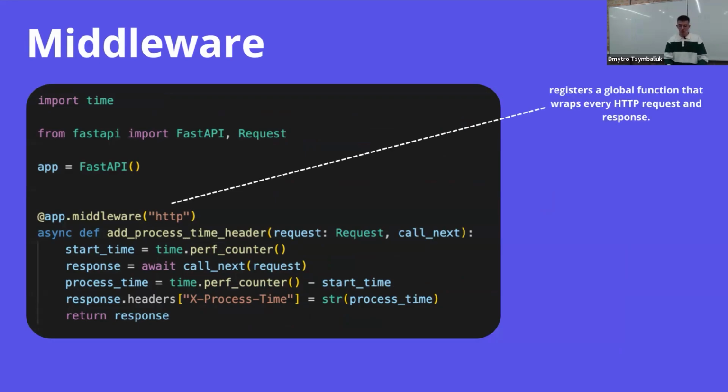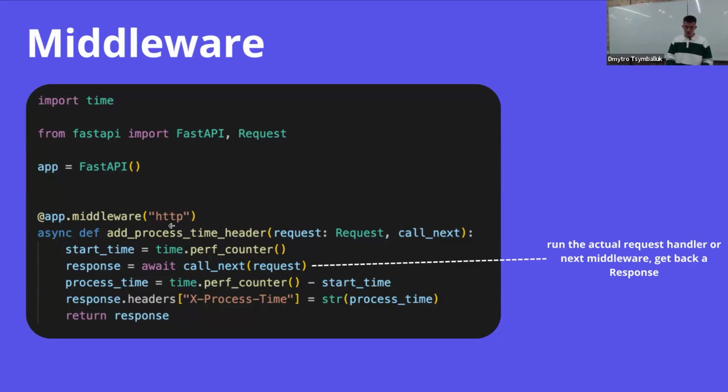So here you obviously have a decorator that registers your function as middleware in your system. And this HTTP string is saying that this middleware will work for each and every request that was sent via HTTP protocol, because there might be different protocols, like, I don't know, WebSocket, for example. But this middleware will only work for HTTP.